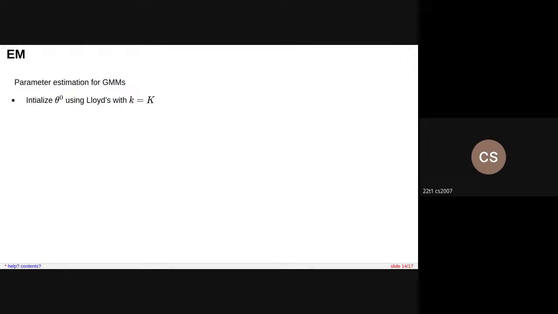Once you do Lloyd's, you will get some clustering. Let's say you have 100 points and 10 belong to cluster 1, 50 belong to cluster 2, and 40 belong to cluster 3. Then 10 by 100 is pi 1, 50 by 100 is pi 2, and 40 by 100 is pi 3. Okay, so that is how you do Lloyd's and get your initial theta naught. And then until convergence, you do these two steps. One is called the E step, where you fix your theta and get your lambda. The next is the M step, where you fix your lambda, get the theta.